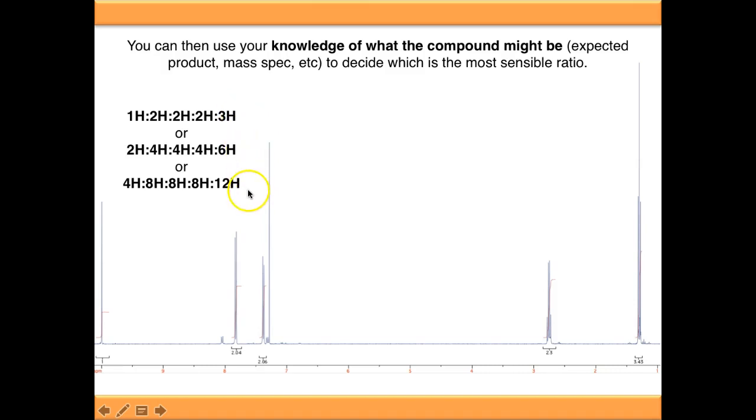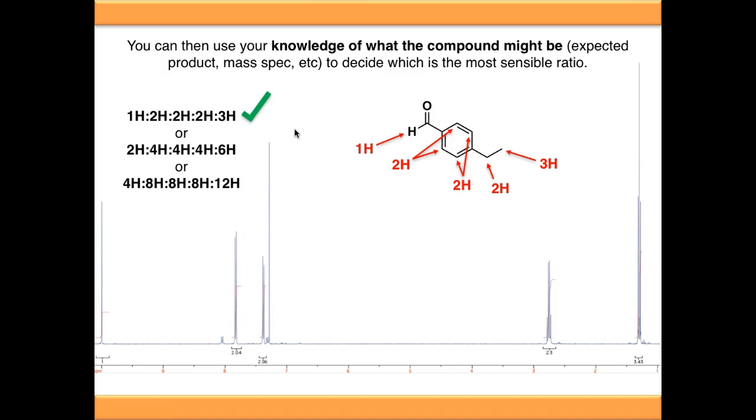Now, do any of these ratios match what we're expecting the compound to be? Well, in this case, the compound is 4-ethyl benzaldehyde, and if we look at the proton chemical environment we're expecting in here, we're expecting 1 to 2 to 2 to 2 to 3. So this matches our initial integral ratio. So we know we've got a good idea that this is going to be a sensible structure.